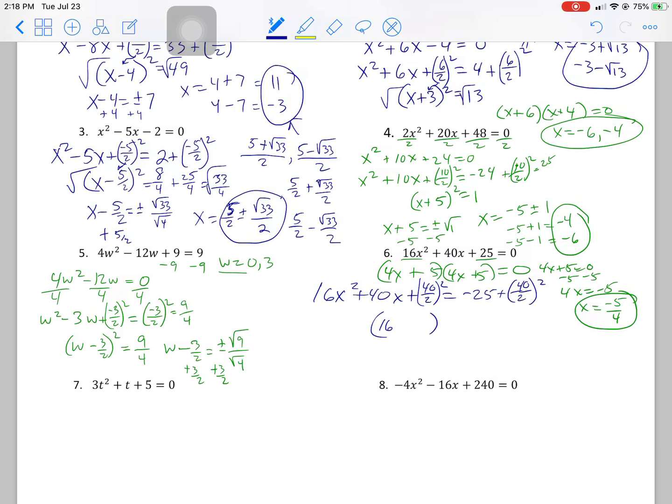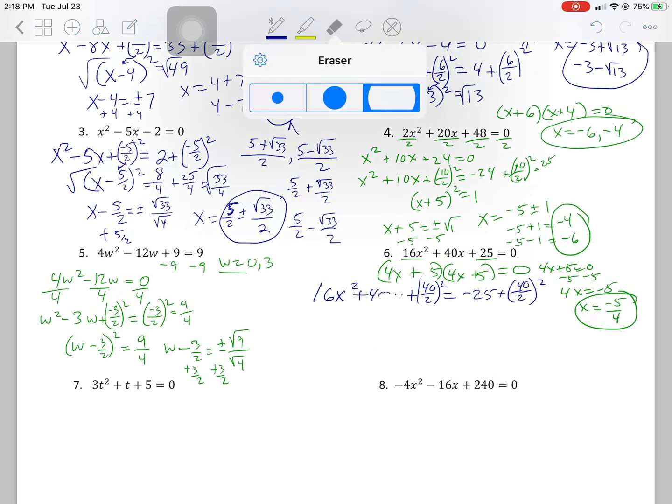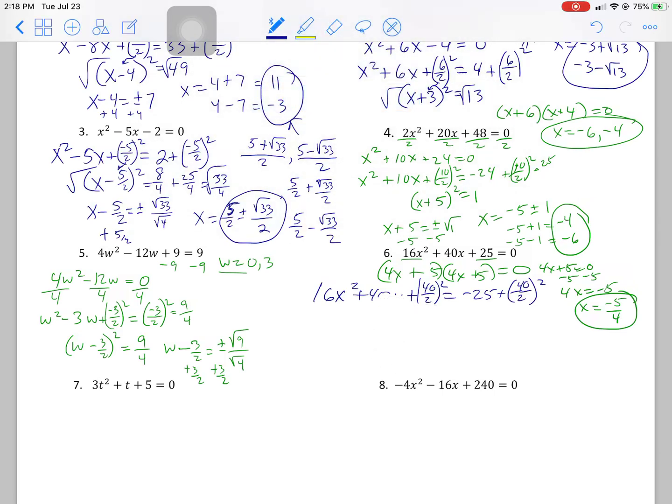No, that's not going to be 16. I need to square root that. The 16 needs to be, whoa. Sorry about that. 16 needs to be squared also. So that's going to be 4x.